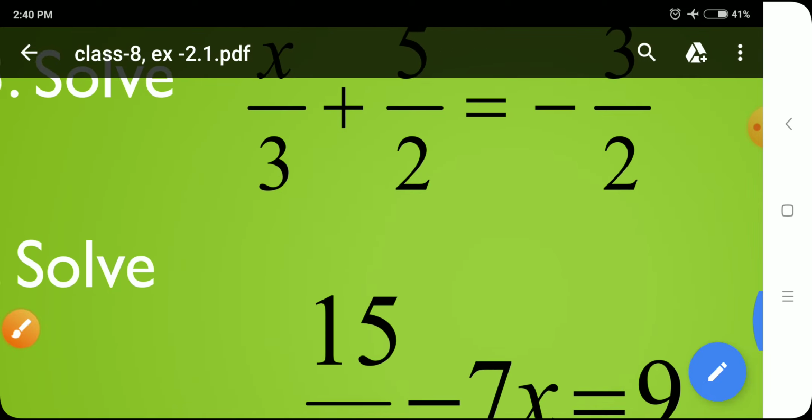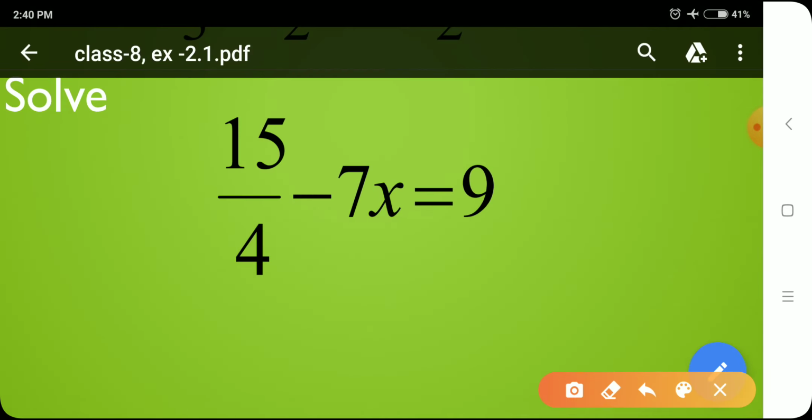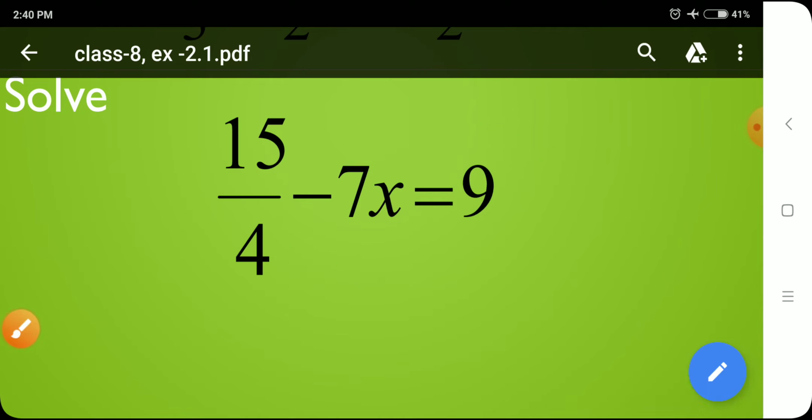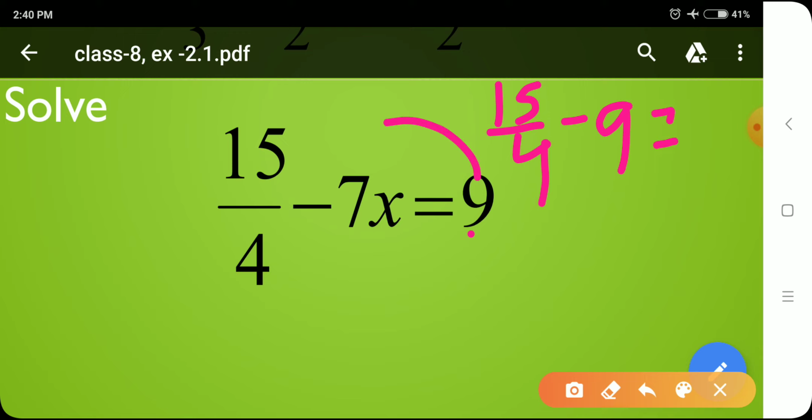In the last part, 15 by 4 minus 7, you can take this minus 7 to the right hand side and it will become plus. So you will write it here 15 by 4. This plus 9 will become minus 9 whenever you take it to the left hand side, and the 7x will move to the right hand side, so it will become 7x.